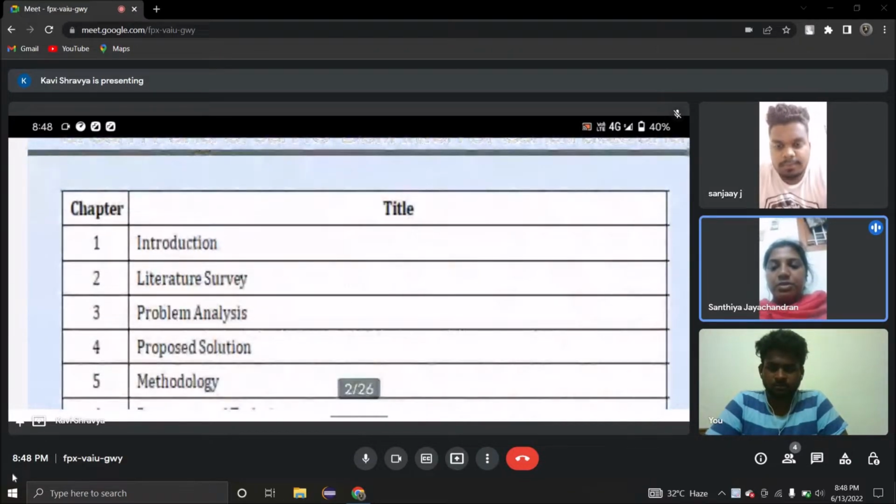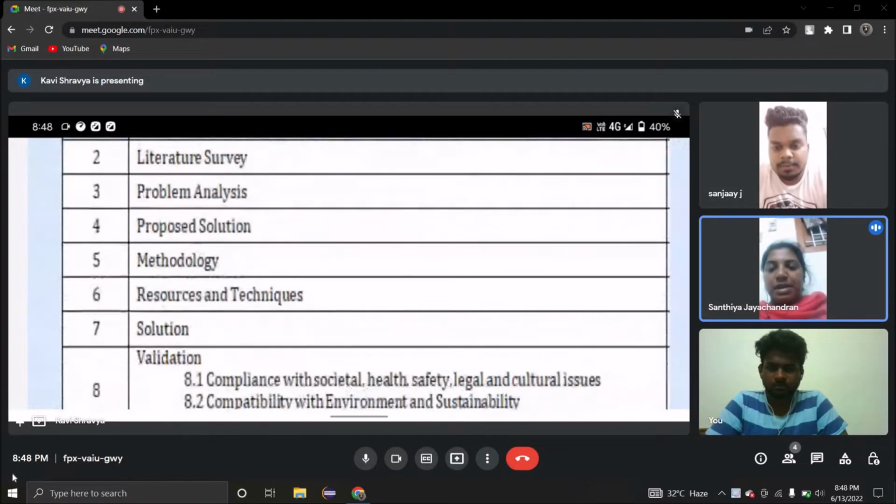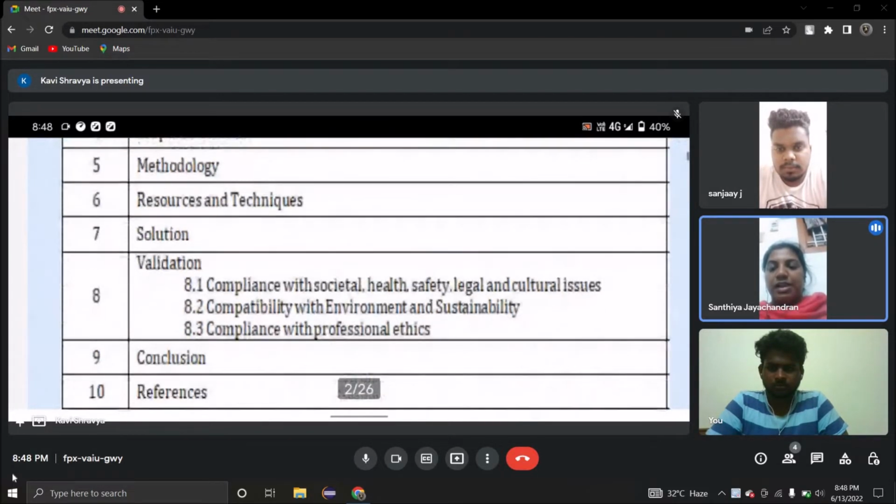The agenda covers: Introduction, Literature Survey, Problem Analysis, Proposed Solution, Methodology, Resources and Techniques, Solution, Validation, Conclusion, and References.